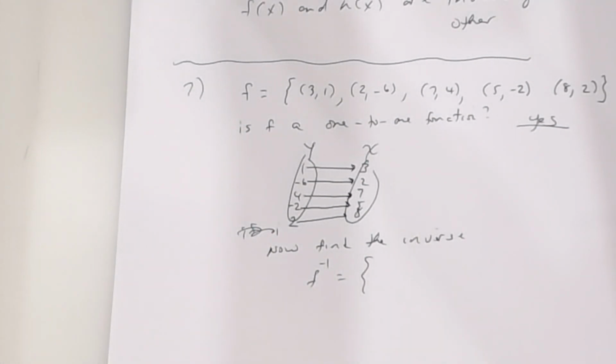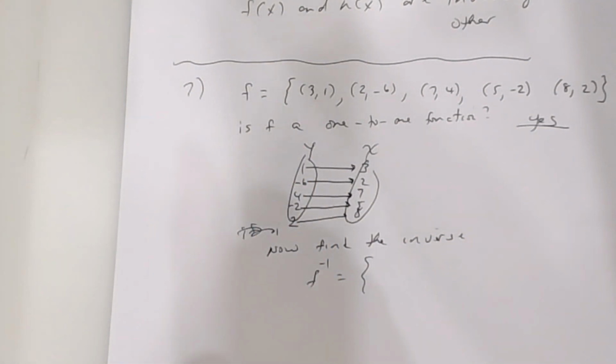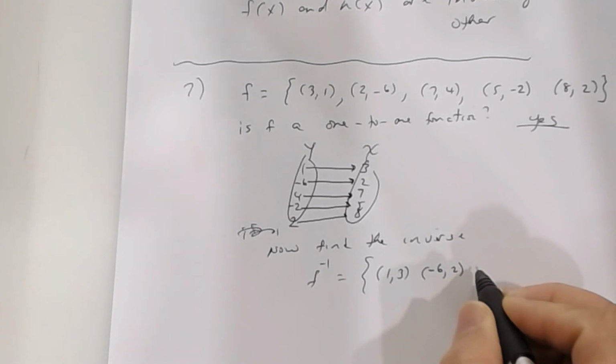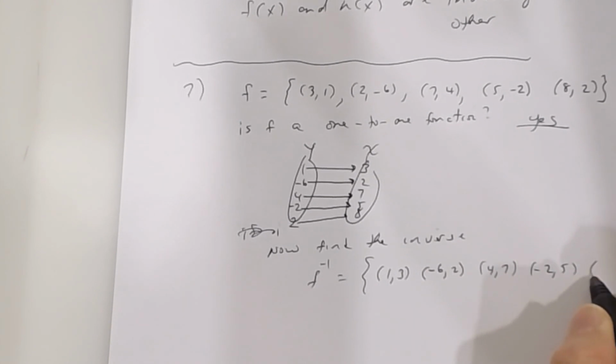Now remember, these are ordered pairs, and think about what we talked about when we graphed these inverse functions and we looked at points. So what ordered pairs will be on the inverse? 1, 3. What's the next one? -6, 2. What's the next one? 4, 7. -2, 5. And then finally, 2, 8. All right, remember, when we did the graph a while ago, and even yesterday, if the point 5, 0 is on f of x, then what point's going to be on the inverse? 0, 5.